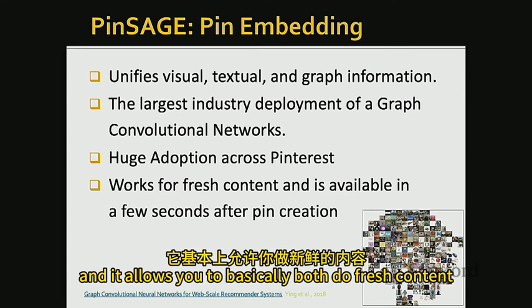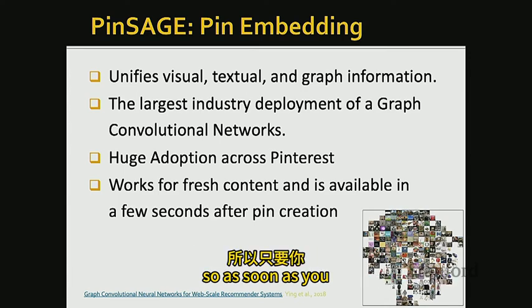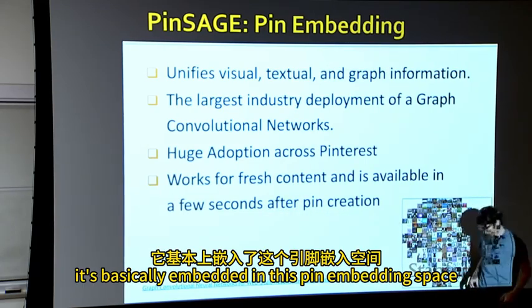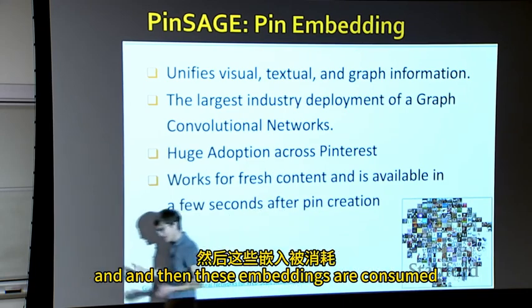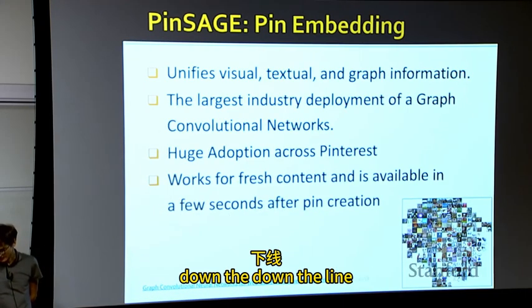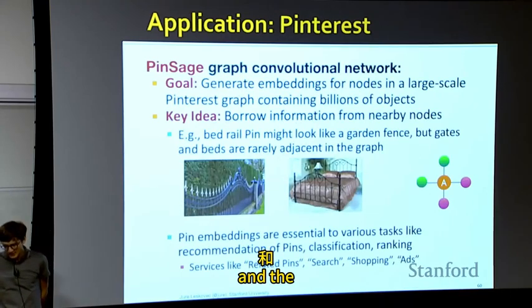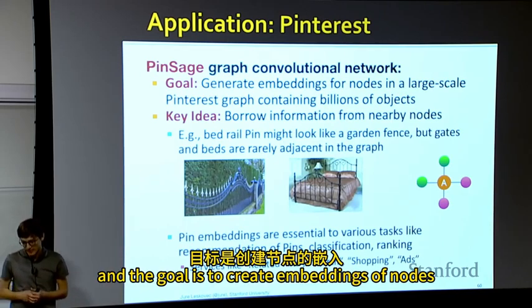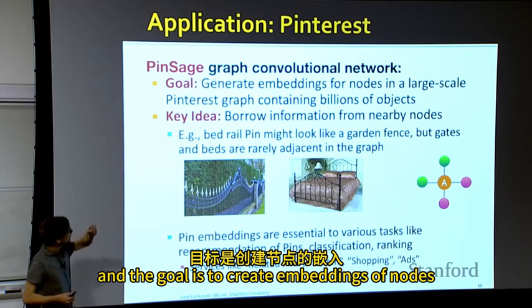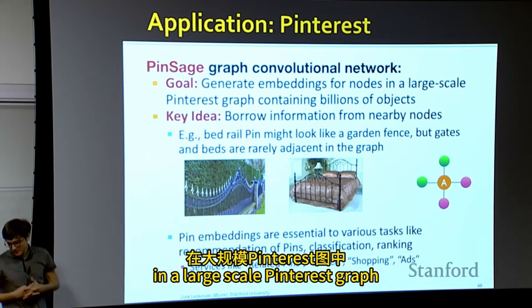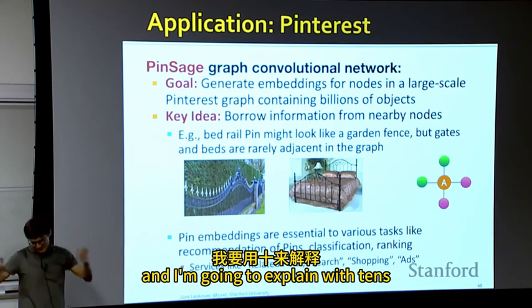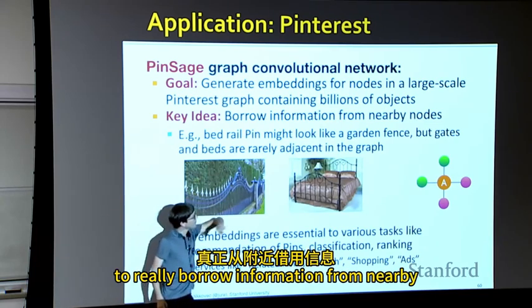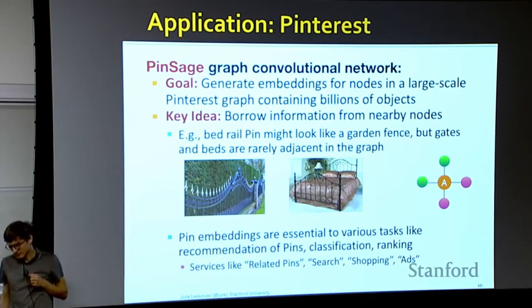it allows you to handle fresh content. As soon as a new pin is created, it's embedded in this pin embedding space, and then these embeddings are consumed down the line. The core of this approach is a graph convolutional neural network. The goal is to create embeddings of nodes in a large-scale Pinterest graph, with tens, hundreds of billions of objects. And the key idea here was to really borrow information from nearby nodes.